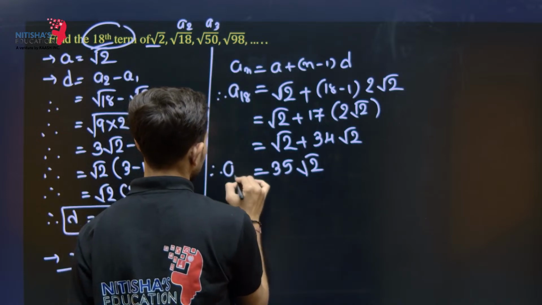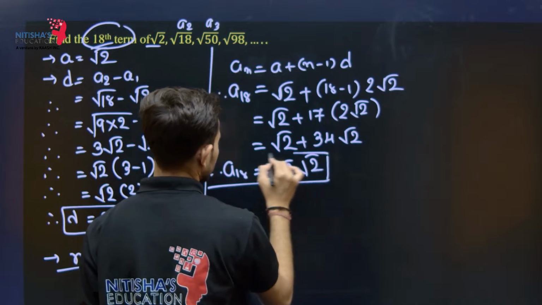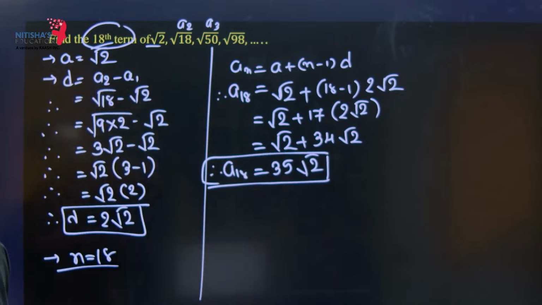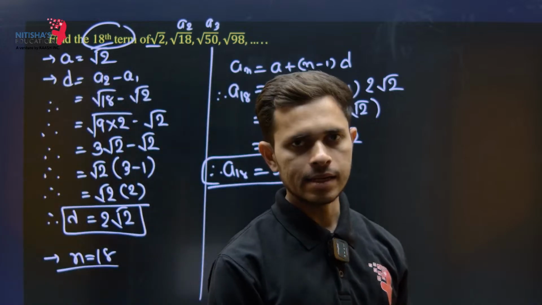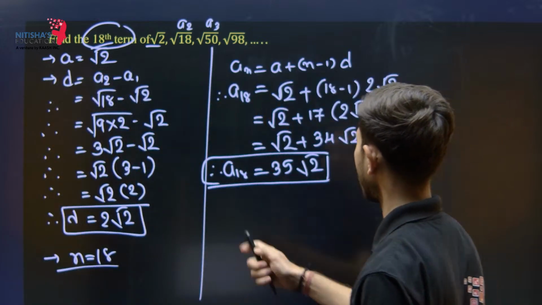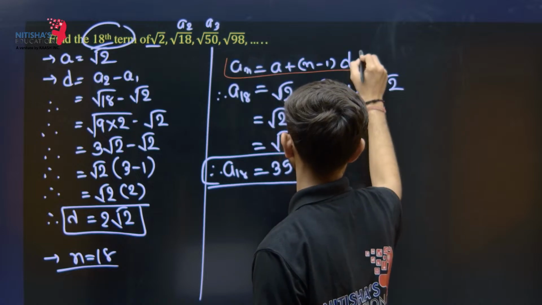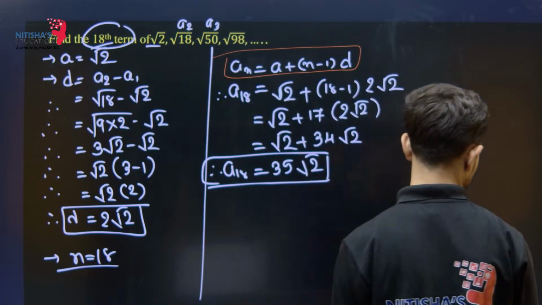So this is my 18th term, which is given by 35 root 2. In this way we can find any term by using the formula a_n is equal to a plus (n minus 1) into d.